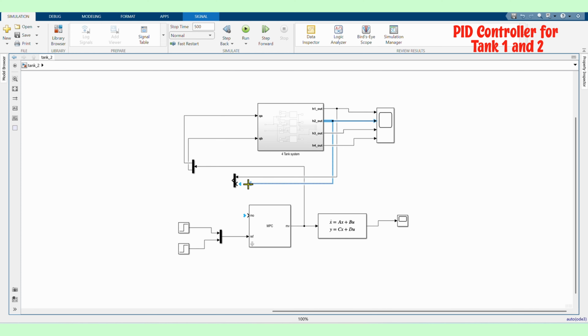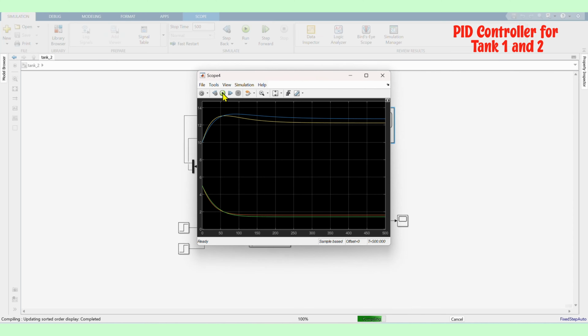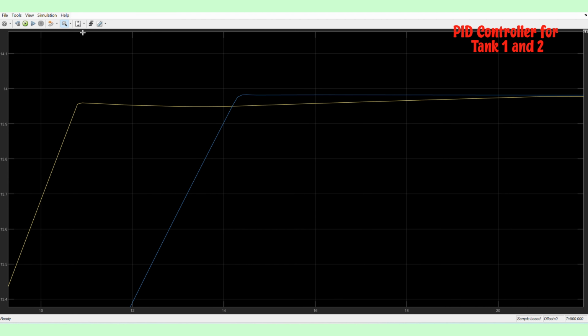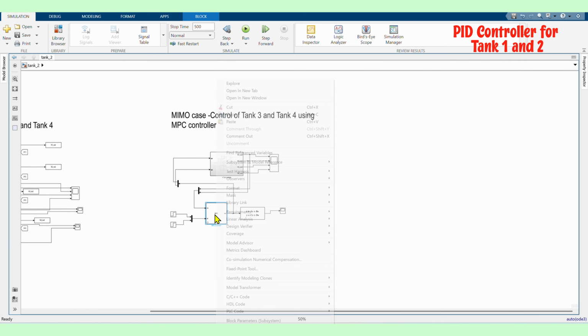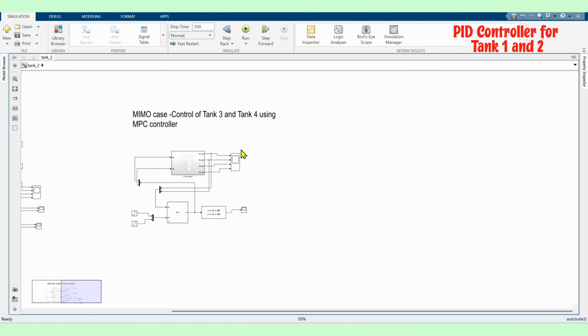Once the tuning of the controller is completed in the state space model, the controller is then used in the real system, and it can be seen that the MPC controller is controlling the level of water very nicely.